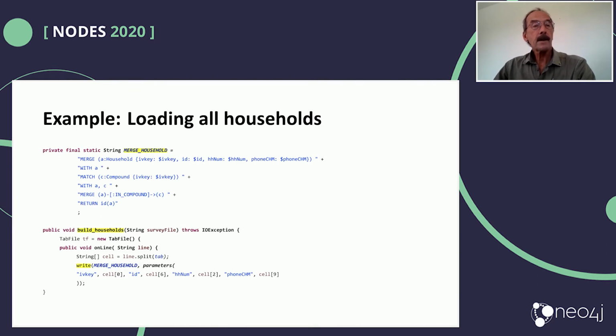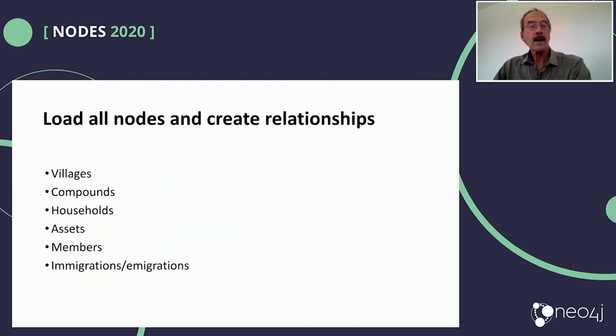This is an actual example from my code for loading the household data. The first object is just a Cypher query implemented in Java, and the second object is a method or function which will step through the file line by line and execute the Cypher query, supplying data from the line in the file as parameters to the properties being recorded. This way we load all our nodes and create relationships between them: villages, compounds, households, members, etc.